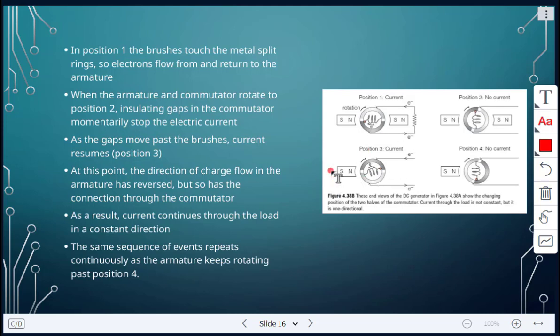Then the direction of charge flow in the armature has reversed, but so has the connection through the commutator. So therefore the current continues through the load in a constant direction. Okay, and then the same sequence of events repeats continuously as the armature keeps rotating past position 4.